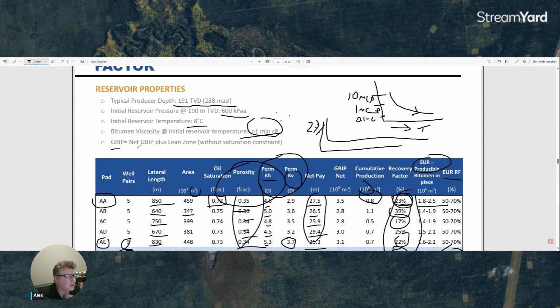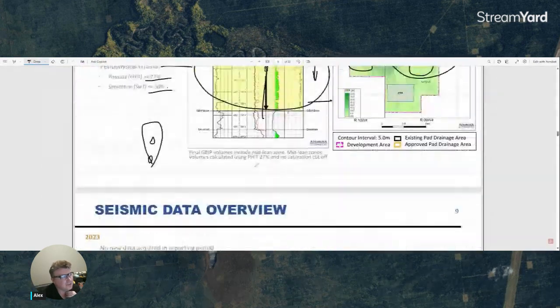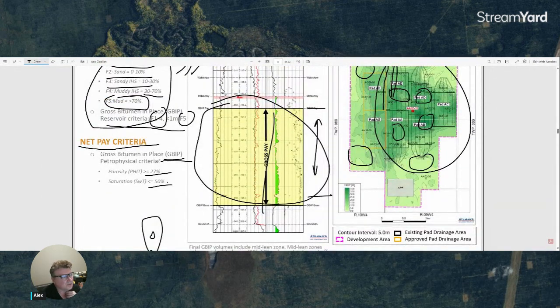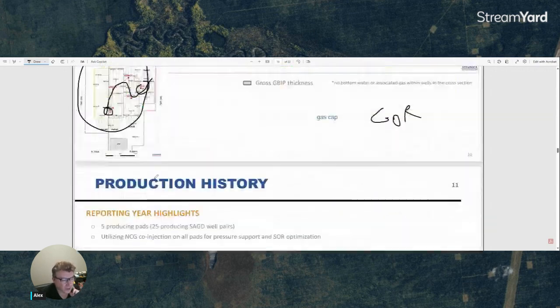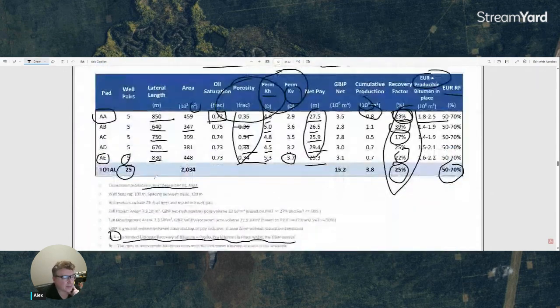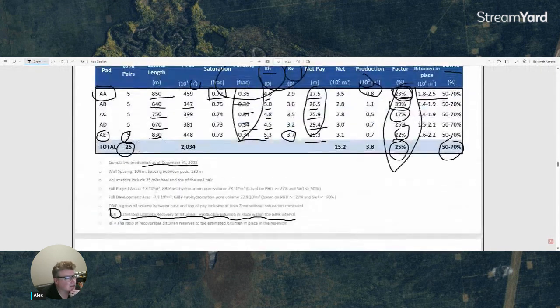And again, GPIP is net GBIP plus lean zone without saturation constraint. And this was, again, the GBIP as defined. We covered it here, gross bitumen in place, based on the BRHES, NDIHS, MUD-IHS criteria, and F5 MUD, where the reservoir criteria is F1 to 4. So the MUD is not cool. We don't want that.